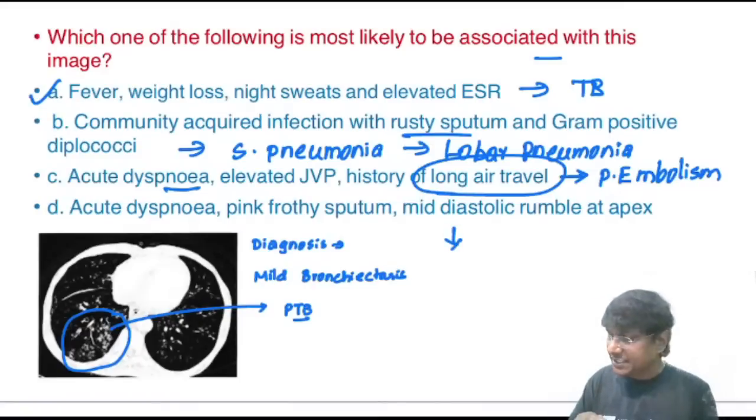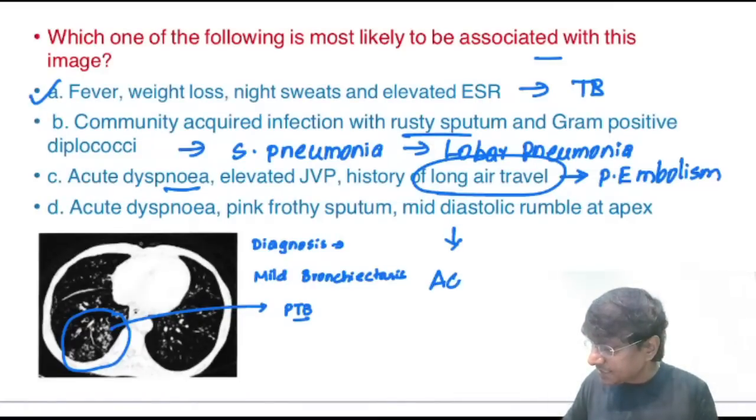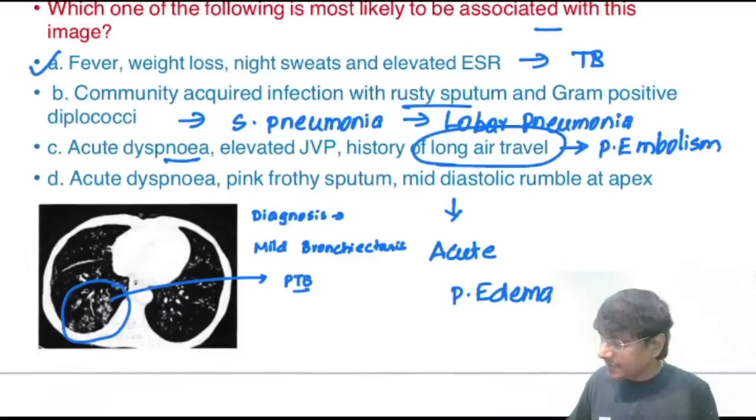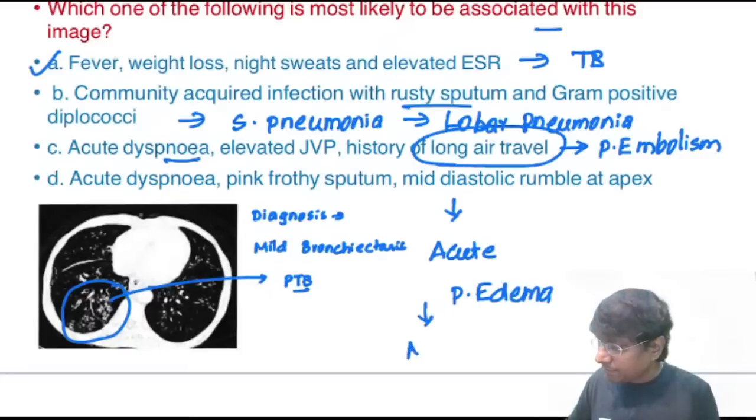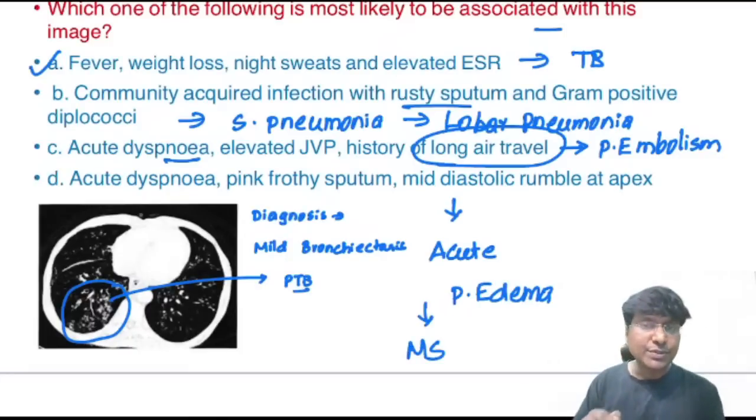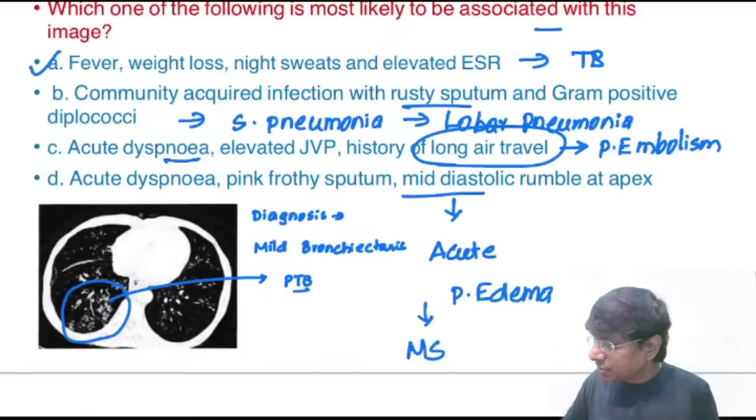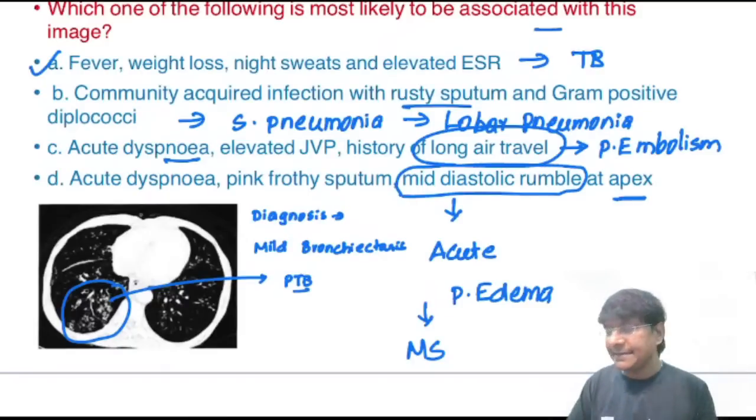That is acute dyspnea, pink frothy sputum, and mid-diastolic murmur. So this patient has developed acute pulmonary edema. Now, what is the cause of this acute pulmonary edema? Can anyone answer this? This acute pulmonary edema in this patient is secondary to mitral stenosis. How can you tell that it is mitral stenosis? Because there is a mid-diastolic rumble present at the apex.